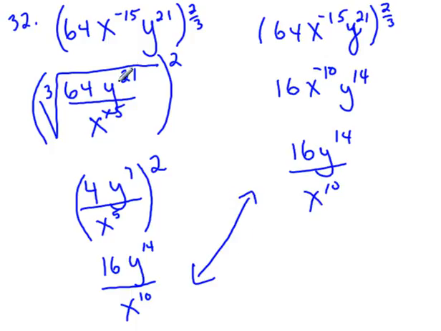Here I just took my cubic root first and then I raised it to my power. Here I went ahead and took my powers and multiplied them by that power, and then simplified by getting my x to the negative 10 down to the denominator of the fraction. Both ways work equally as well. So whichever is your preference is the way you should do it. There you go.